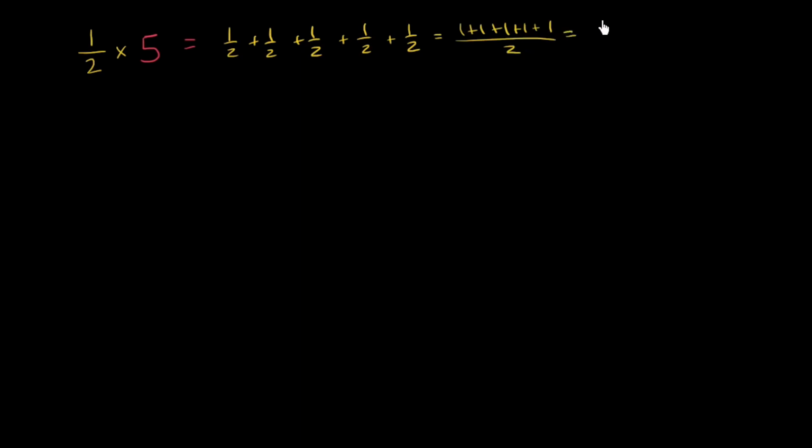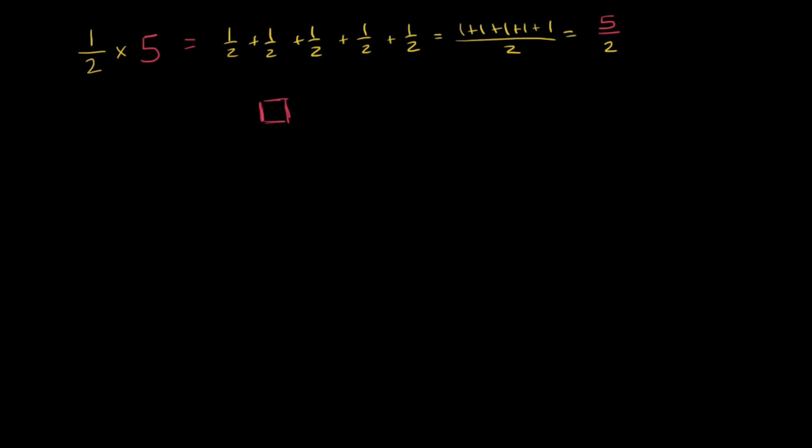Let's think about what 1/2 times 5 represents. So one way to think about it is that this could be 5 1/2s added together. So you could view this as 1/2 plus 1/2 plus 1/2 plus 1/2 plus 1/2, which is the same thing as 1 plus 1 plus 1 plus 1 plus 1 over 2, which is equal to 5 halves. The other way to think about this is that you start with 5 things.